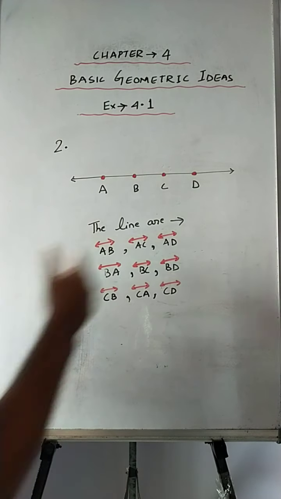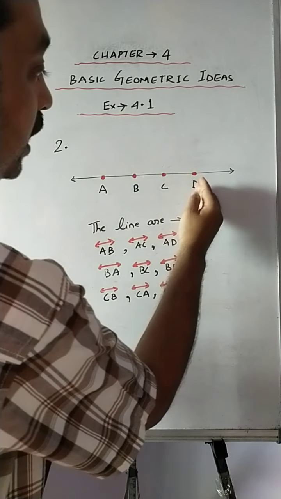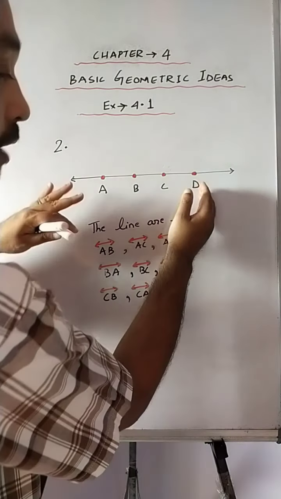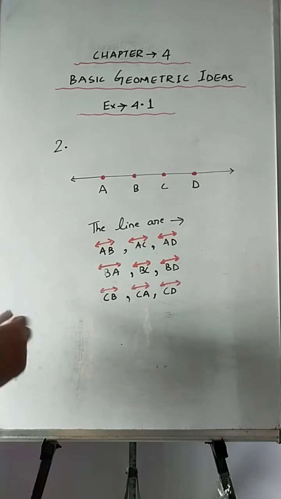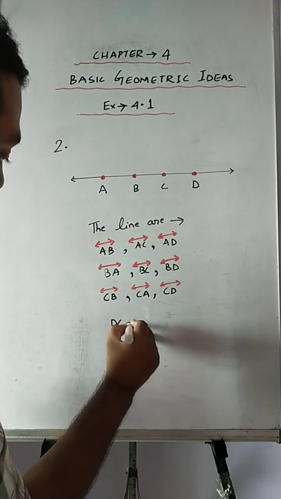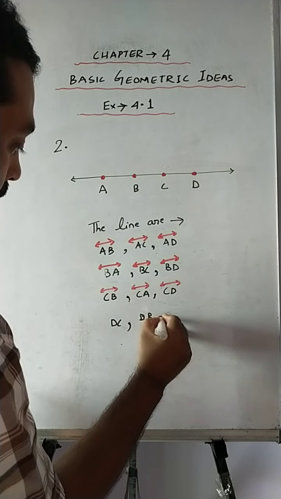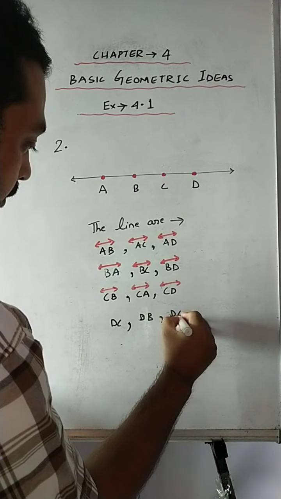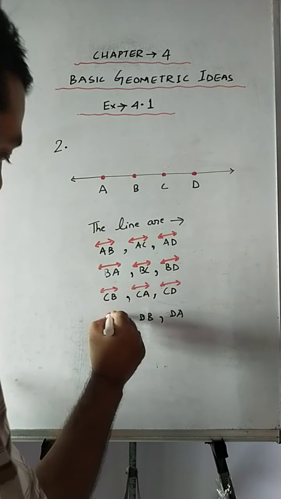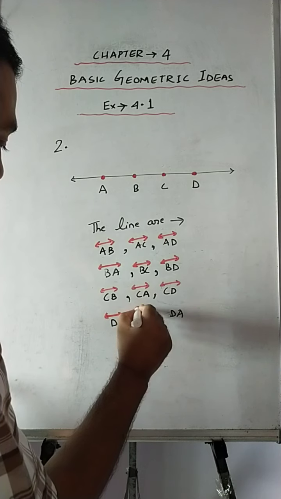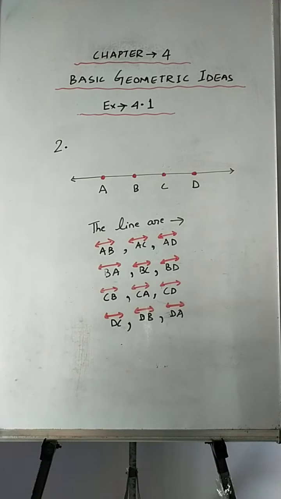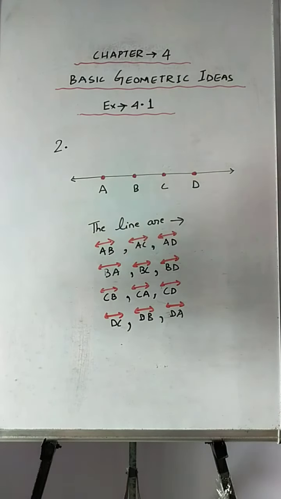Okay, now from point D, how many lines are possible? D doesn't have any points on the right hand side, but all the points are on the left hand side of point D. So DC is the first possible line. DC, DB and DA. So this is also a line, so put a symbol. These are all the possible lines that you can make out from the figure given in question number 2. So this is the solution of question number 2.